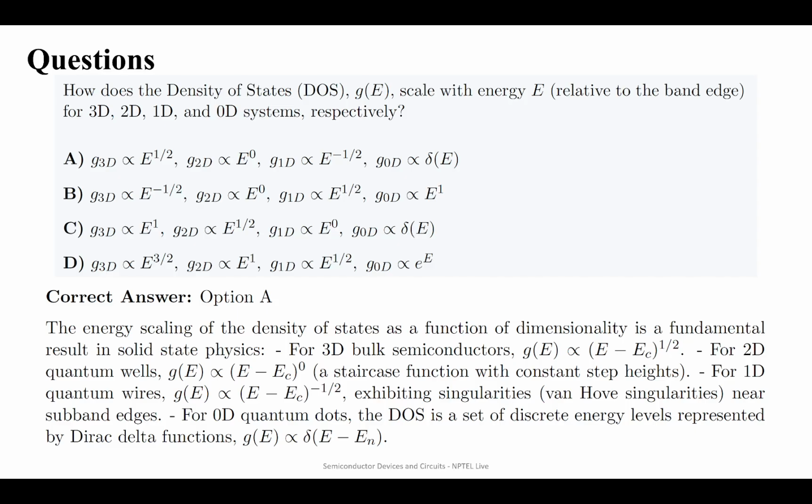So the correct answer is option A. The energy scaling of the density of states as a function of dimensionality is a fundamental result of solid state physics. For 3D bulk semiconductors, g(E) is proportional to (E minus Ec) to the power half.